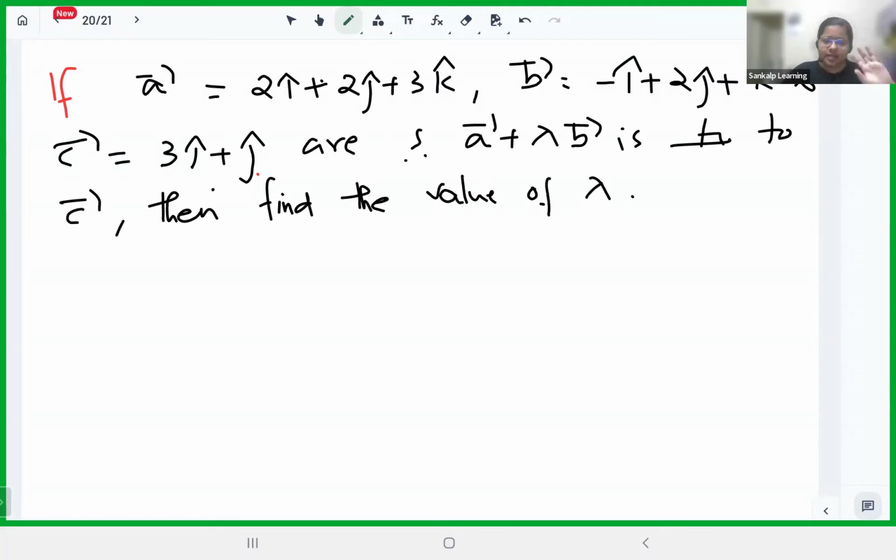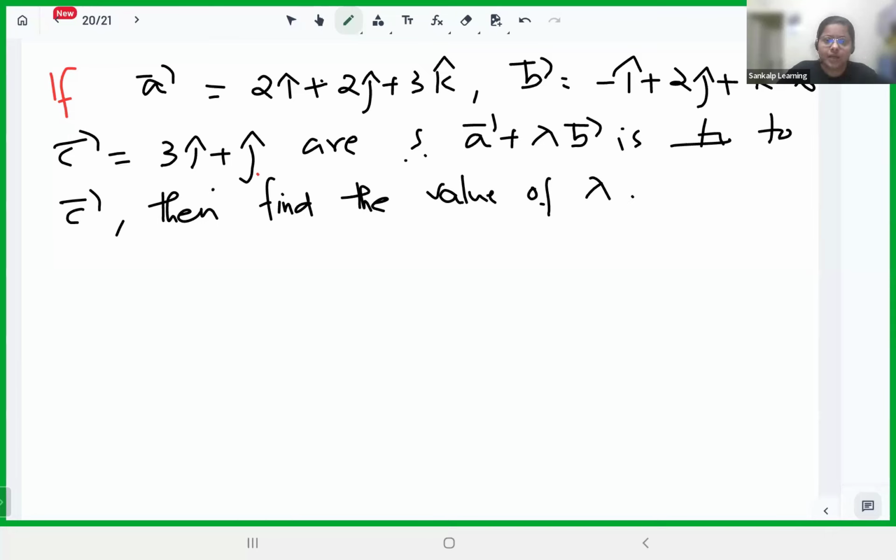Vector A is given, vector B is given, vector C is also given, and an extra condition is that vector A plus lambda times vector B is perpendicular to vector C. Then you have to find out the value of lambda.